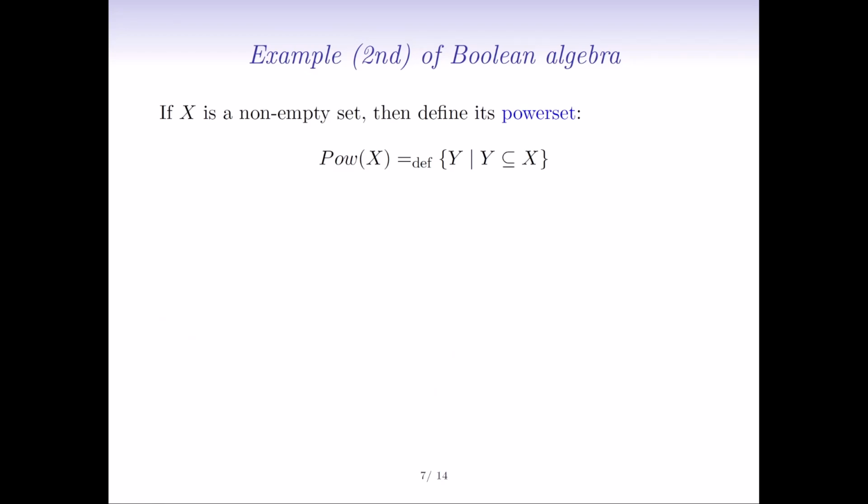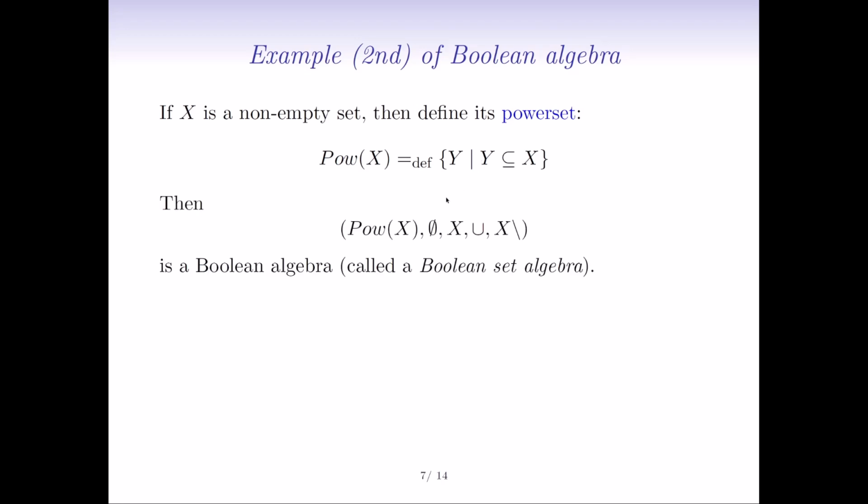And here's the second example of a Boolean algebra. So first of all, take any non-empty set X and define its power set to be the set of all subsets of X. So power X is the power set of X, and it's equal by definition to the set of all sets Y such that Y is a subset of X. Then, if I take this, this thing is a Boolean algebra.